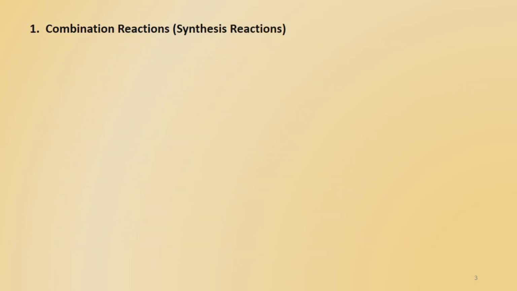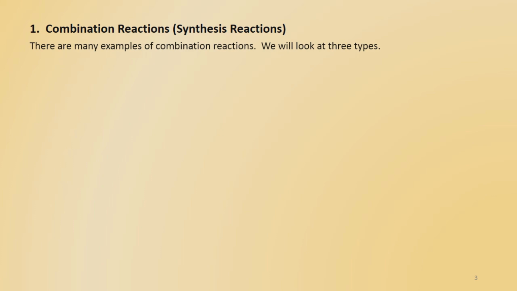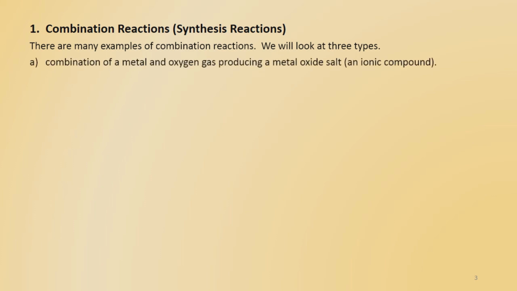Number 1, combination reactions, synthesis reactions. Now there are many examples of combination reactions. We're going to look at just 3 types. First, we'll look at the combination of a metal and oxygen gas producing a metal oxide salt, which is an ionic compound.